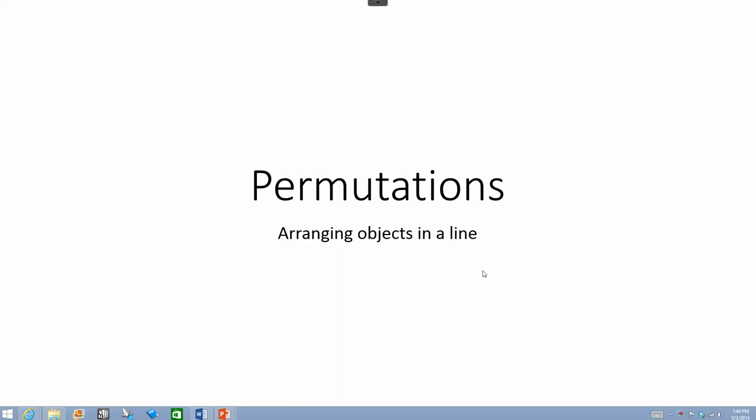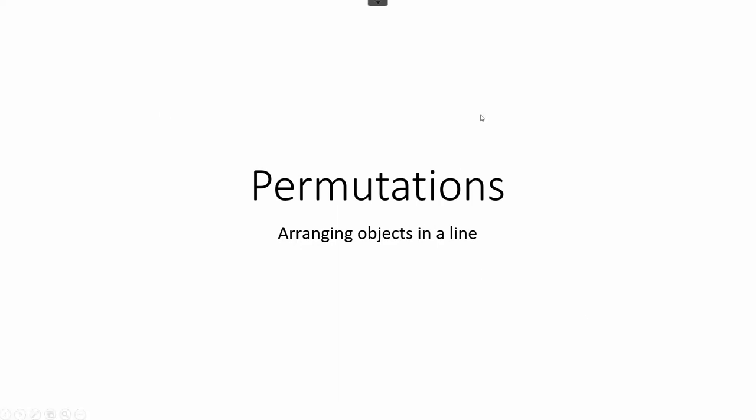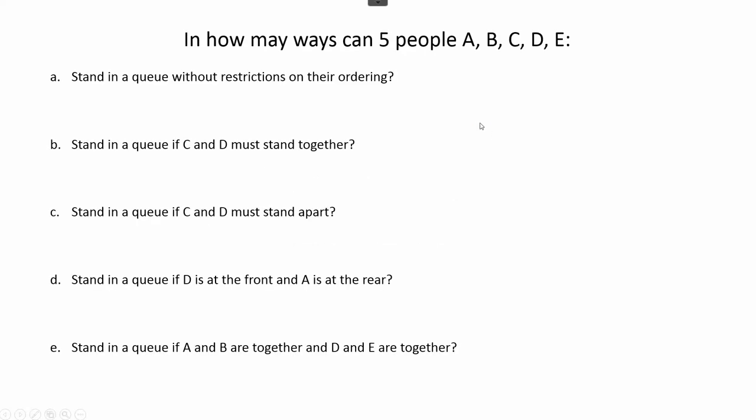Hello there. In this video we're going to have a look at a permutations question where we're arranging people in a straight line. The important thing to remember in these questions is that if there are any restrictions imposed on the ordering, you must always deal with the restrictions first. So let's have a look at the question.